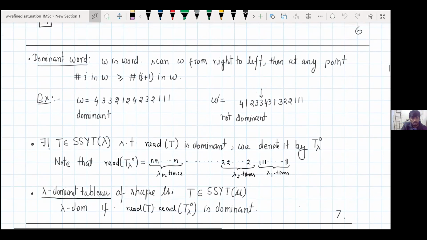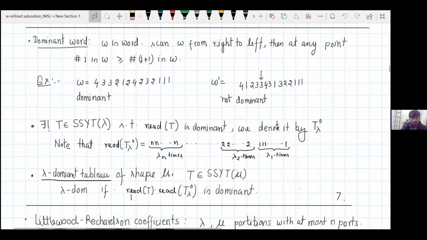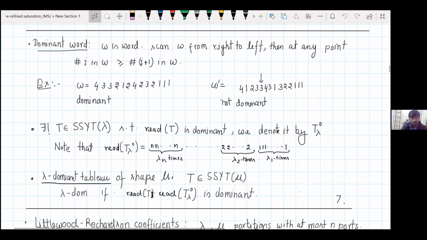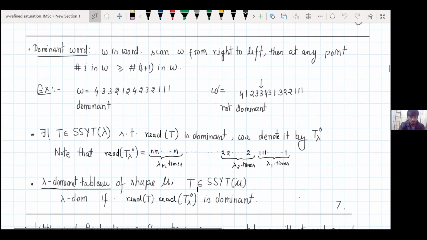So when do you call a tableau lambda dominant? Suppose you have a tableau of shape mu and you want to check whether it is lambda dominant or not. You have to concatenate the reading word of T, the tableau of shape mu, and after that the reading word of the unique dominant tableau of shape lambda. As a whole, you check whether this total word is dominant or not. If so, you call that tableau a lambda dominant tableau of shape mu.